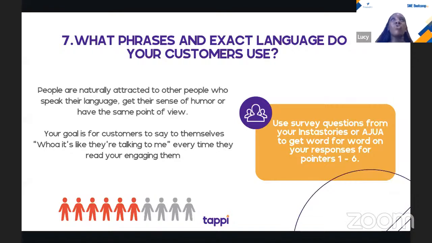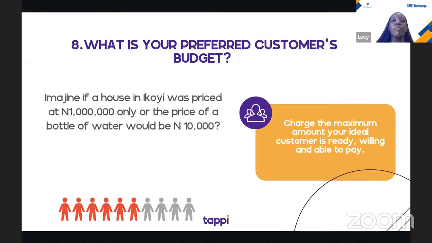Remember, you want to show the customer that you're their online friend, right? As compared to just buy, buy, buy. You want to give them more value than just buy, buy, buy, right? So you want to speak to them in a language and phrases that they use so that they can relate to you. Then what is your preferred customer's budget, right?